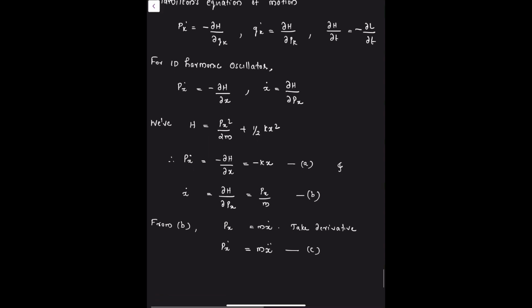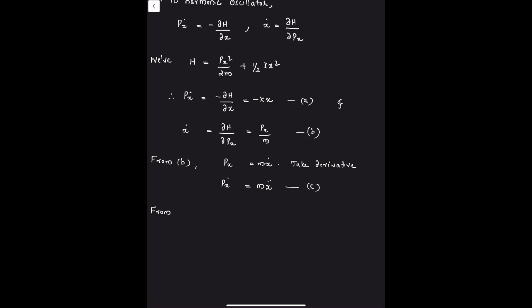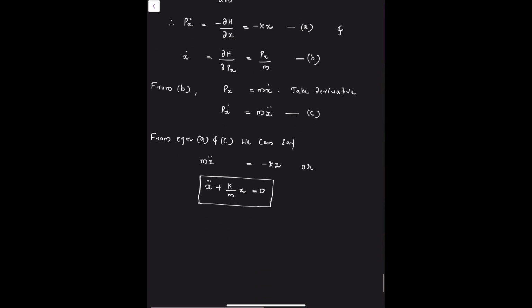Now let us compare equations A and C. Both contain px dot on the LHS, but the RHS is minus kx in equation A and m x double dot in equation C. Therefore, from equations A and C, we can say that m x double dot is equal to minus kx, or x double dot plus k by m into x is equal to 0. This is the equation of motion of the one-dimensional harmonic oscillator.